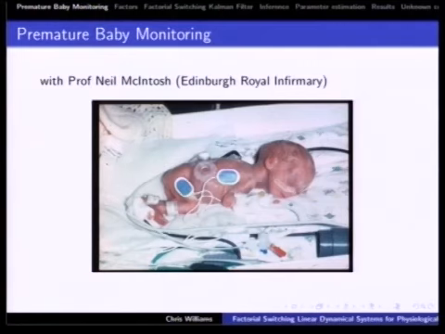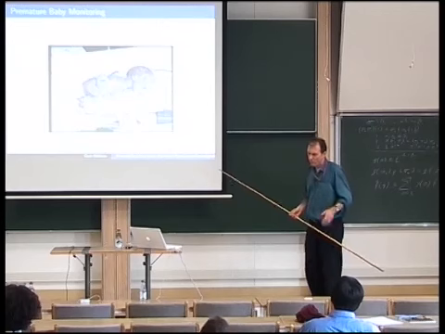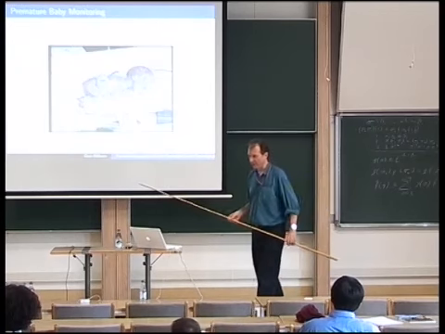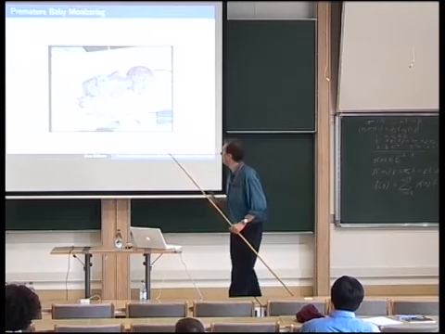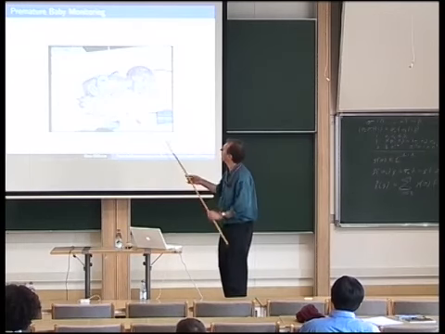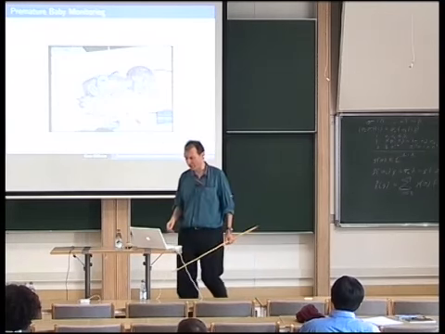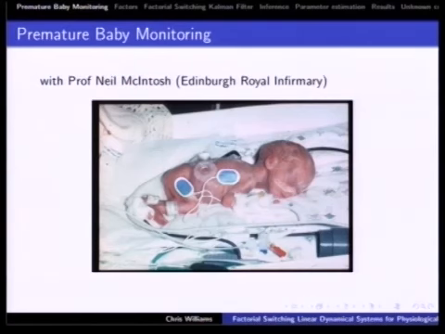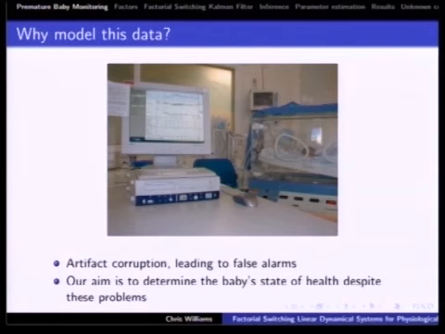So the problem is that we may have premature babies in the neonatal intensive care unit. And as you can see, they have a lot of instrumentation on them. If we look at a cot-side monitor, we might see a whole bunch of traces of heart rate, blood pressure, temperatures, and so on. And really our question is, how well is the baby? That's the key question that clinicians are interested in.